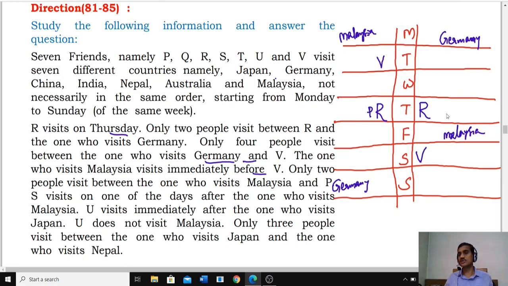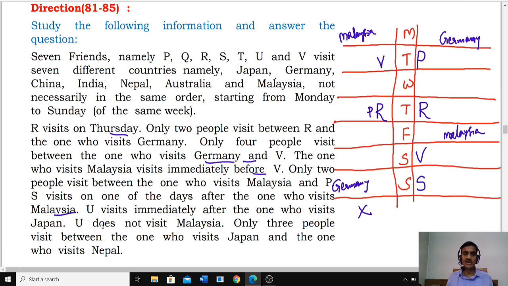P and R cannot be at the same place. Hence the first case is ruled out. Now Malaysia and P have 2 members between them, so P must visit on Tuesday. And next one, S visits on one of the days after the one who visits Malaysia. S is after Malaysia, hence S must be on Sunday.